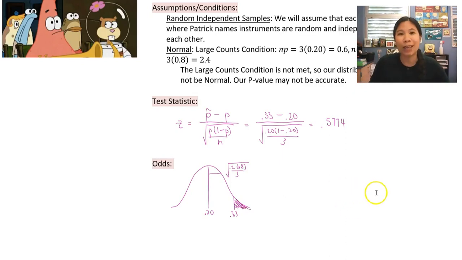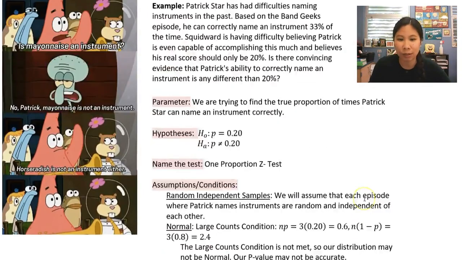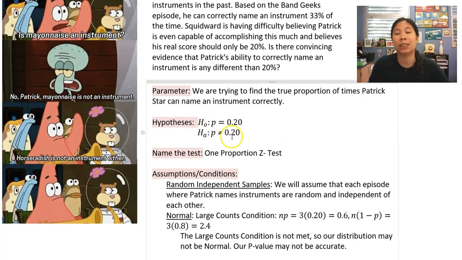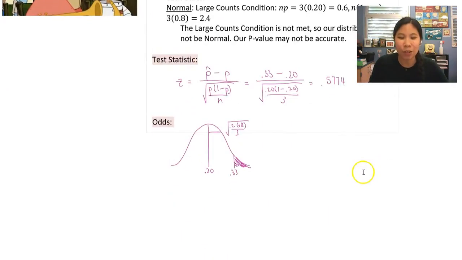And then looking back, our alternative hypothesis was that p does not equal 0.20. So that makes this a two-sided test, because we don't care whether the true proportion is greater than or less than the 20%. With a two-sided test, not only do we have to find the probability that the true proportion might be greater than 0.33, but also less than.